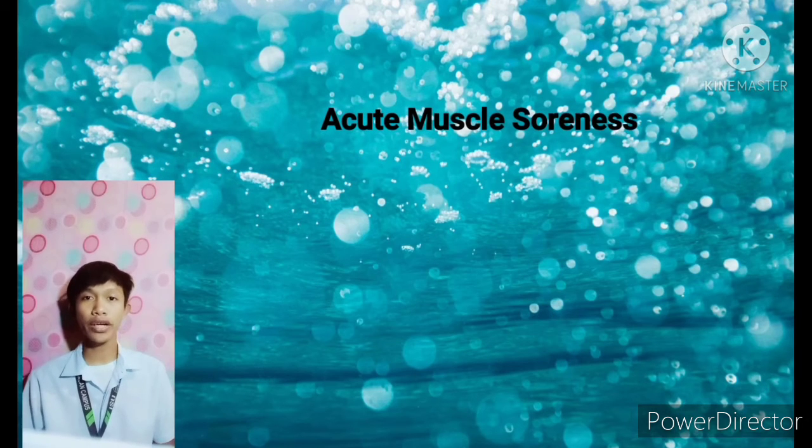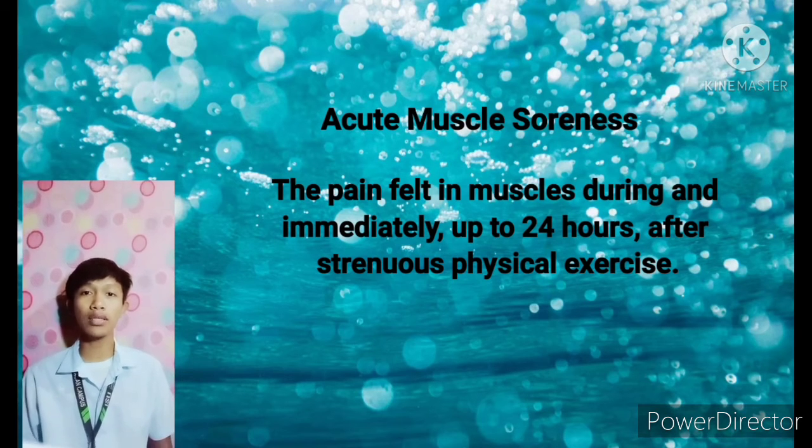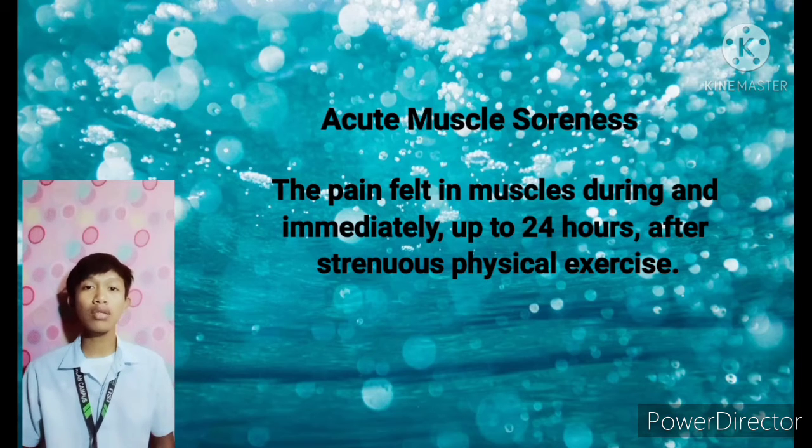Acute muscle soreness or AMS. The pain felt in muscles during and immediately up to 24 hours after strenuous physical exercise. The pain appears within a minute of contracting the muscle, and it will disappear within 2 or 3 minutes or up to several hours after relaxing it.